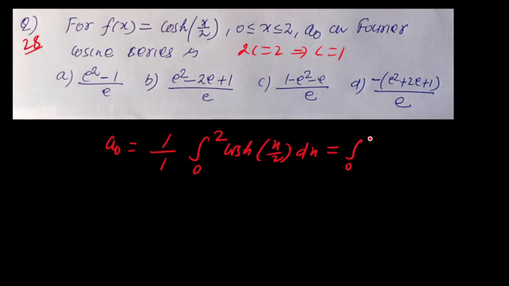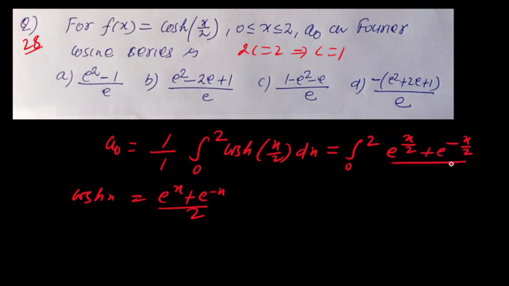So I will write it 0 to 2. Cos hyperbolic x, I hope you remember, is defined as e to the power x plus e to the power minus x by 2. Okay, so here I can write it as e to the power x by 2 plus e to the power minus x by 2 dx. So 1 by 2 is a constant out. Integration of e to the power x by 2 is e to the power x by 2 by 1 by 2. So that is 2. And this will be minus 2 e to the power minus x by 2.